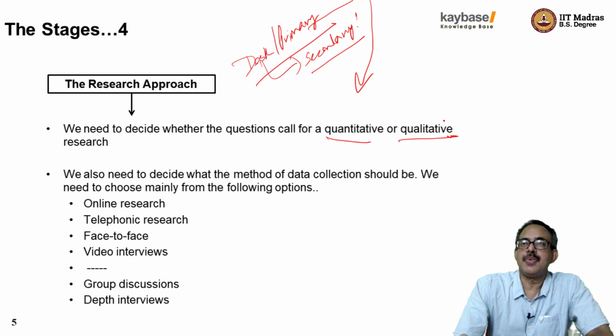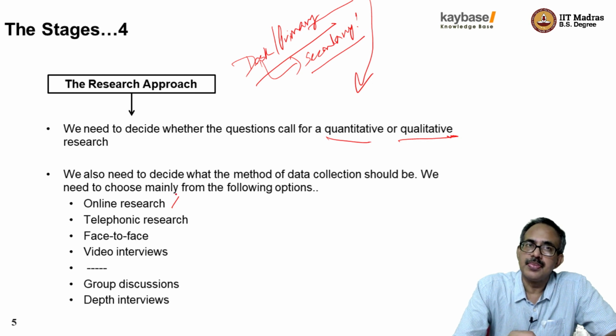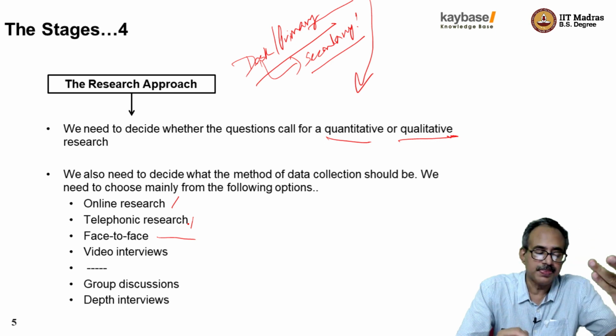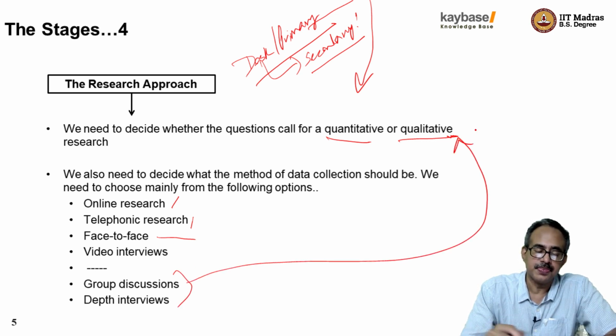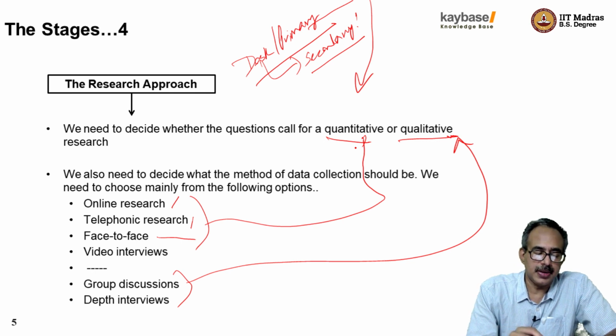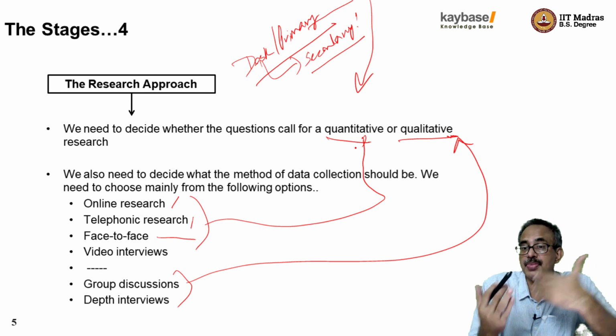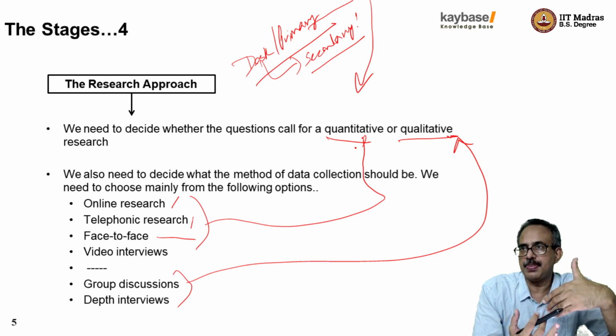If I have decided whether I want quantitative or qualitative, then the question, can I collect the data online? Or can I do it on the telephone? Or do I need to do it face to face by talking to people? Or can I do it on a video by talking to people? Or can I do it in group discussions or in depth interviews? This comes under qualitative. These come under quantitative. Right? Okay? So, you have to decide which of these techniques we need to use to answer the key questions that we are talking about. Any questions?